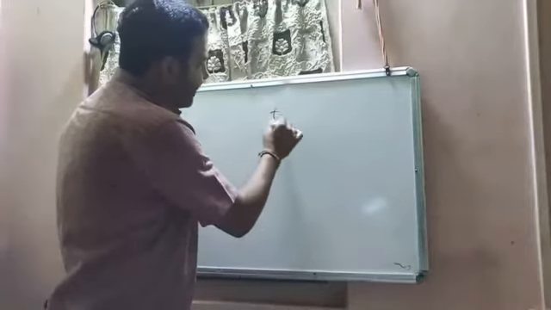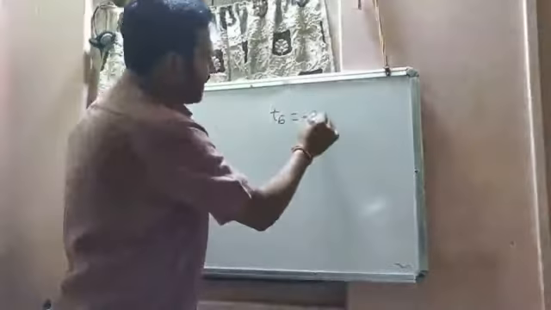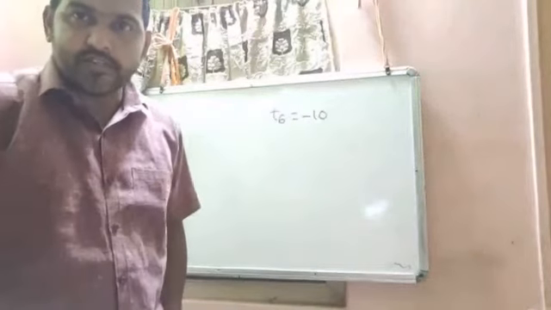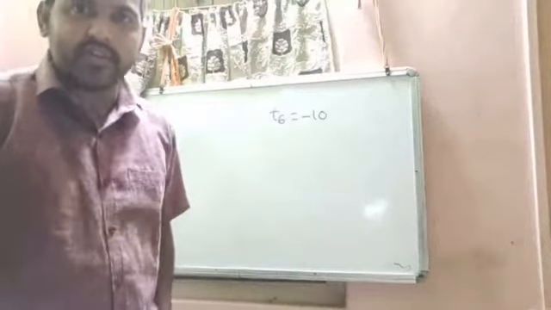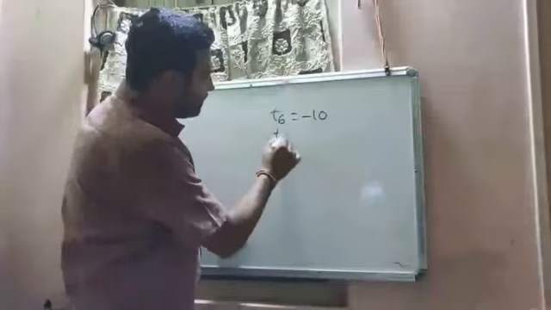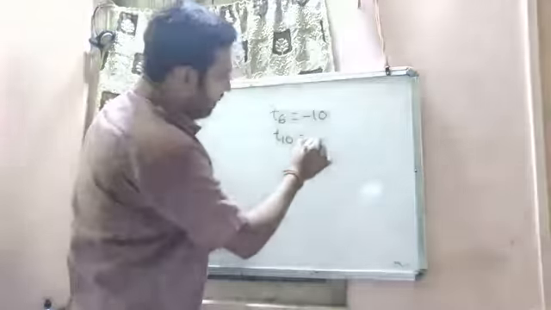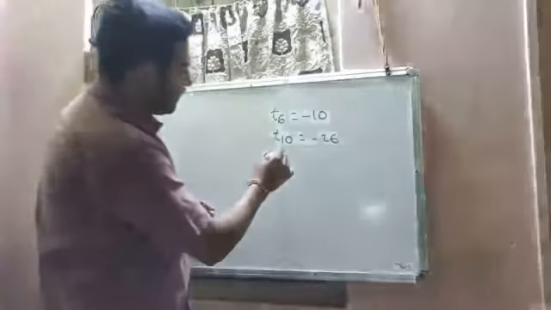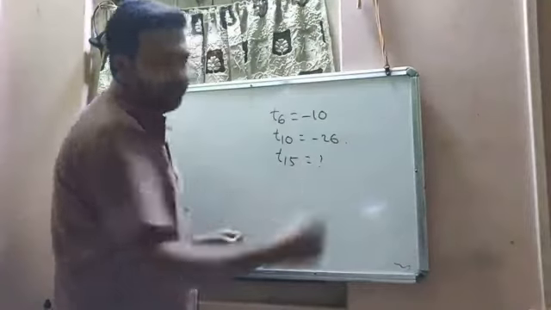It is given that the sixth term of an AP is minus 10. No first term is given, and no common difference is given. The sixth term is minus 10 and the 10th term is given as minus 26. We have to find the 15th term.